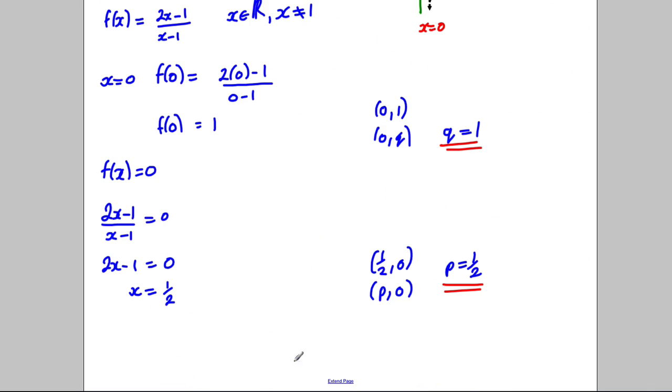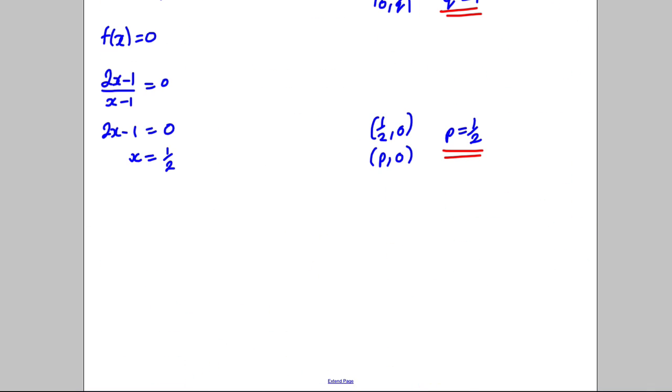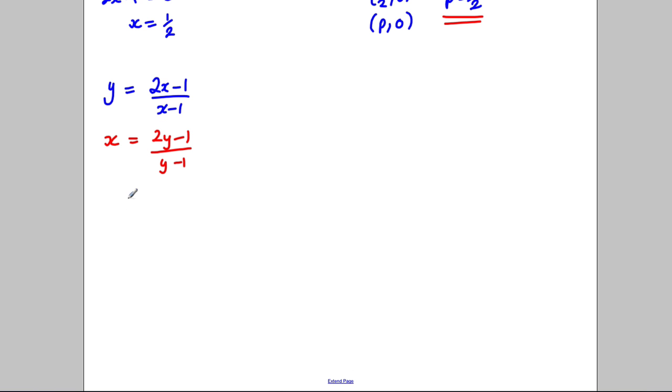And then it says find an expression for f inverse. So this is quite straightforward. We let y equal 2x subtract 1 over x subtract 1. We swap the roles of x and y. So x equals 2y subtract 1 over y subtract 1. And we try and make y the subject. So multiply both sides by y subtract 1. x times y subtract 1 is 2y subtract 1. xy, take away x, is 2y subtract 1.